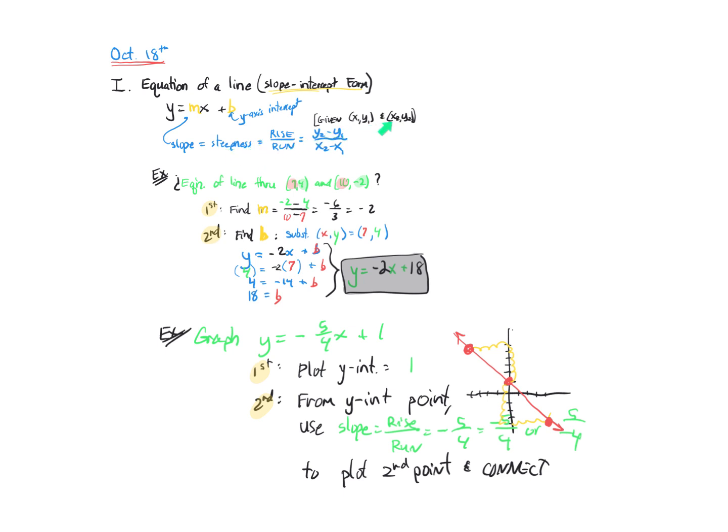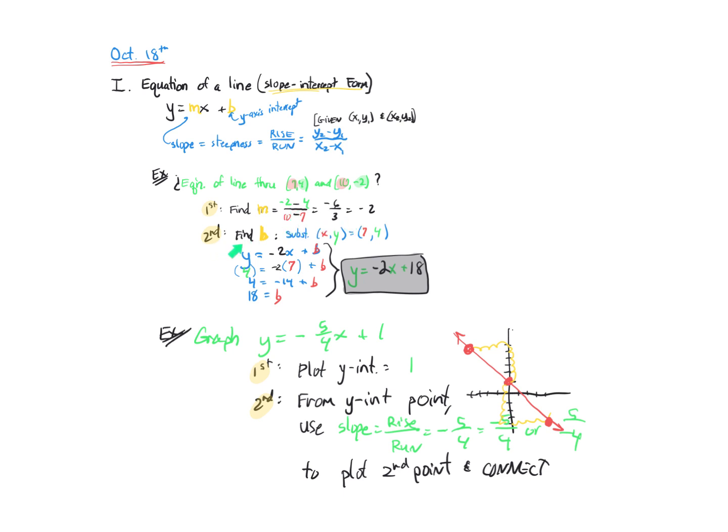So if you have 2 points, you can subtract the y's, think y's in the skies, y's on top, and subtract the x's down below. So what's the equation of a line through these 2 points? First, find the slope. Subtract the y's in the skies, x's down below.